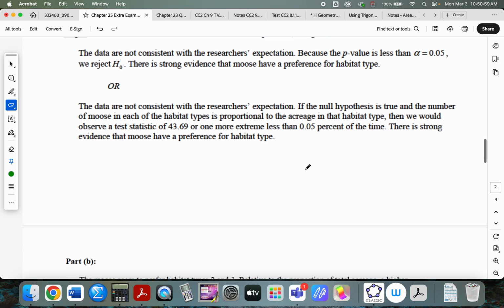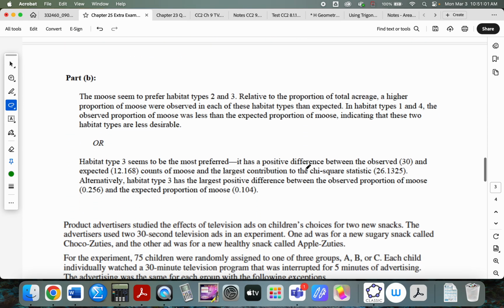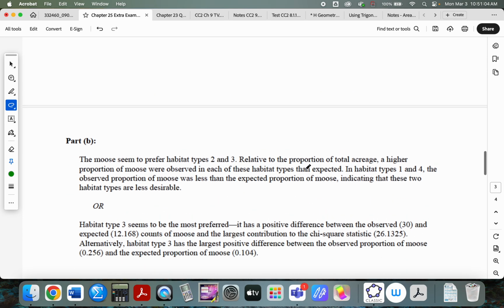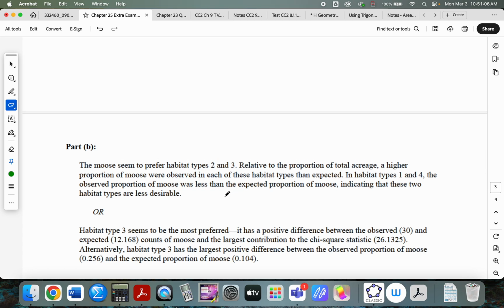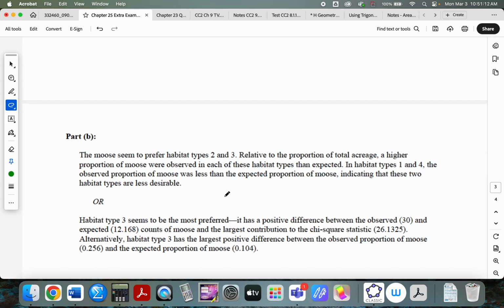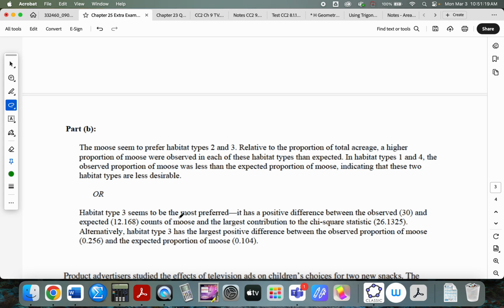So you can see that. Now, for part B, there were two different ways that you could do this. The moose seemed to prefer habitat types 2 and 3 relative to the portion of total acreage. A higher proportion of moose were observed in each of those. That's what we did at first. You can say here, habitat type 3 seems to be the most preferred. It has a positive difference between the observed and expected counts of moose and the largest contribution to the chi-square statistic.